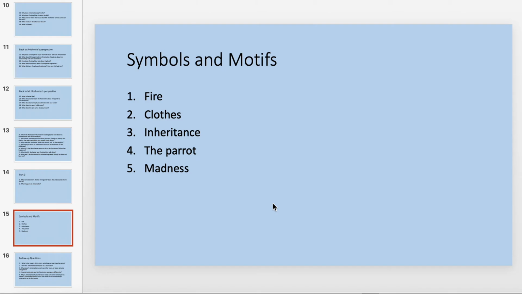Motifs are recurring ideas. And a lot of times we'll use the word theme to mean motif, but a motif is just a very short idea or concept. A theme is going to be a little bit more involved. It's kind of the next step of a motif. So our symbols are going to be fire, clothes, and the parrot. So things that come up or represent other things in the story.